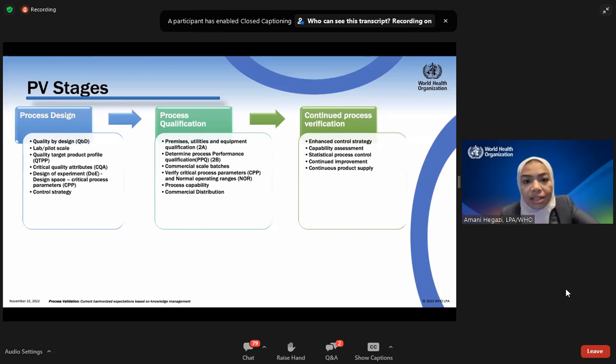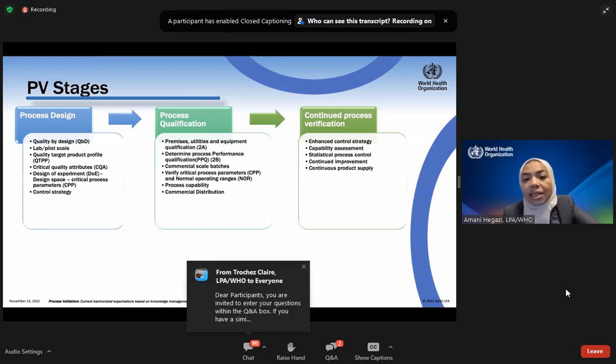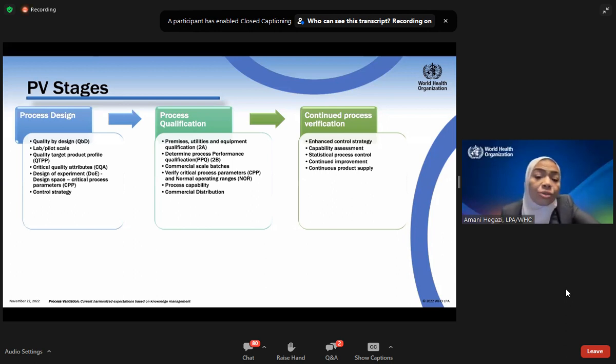This phase is enhanced control strategy, where we update the control strategy based on the increased knowledge gained from the previous stages. And we can perform further capability assessment based on the long term, the massive amount of data that will be collected. The importance of the continued process verification is that it gives us an understanding and knowledge about the batch-to-batch variability, which is not quite understood in the previous stages due to the limited number of batches. We can implement statistical process control to ensure that the process is maintained in a state of control, and we can obtain signals or trends that trigger continuous improvement of the process. And of course, it's combined with a continuous product supply.